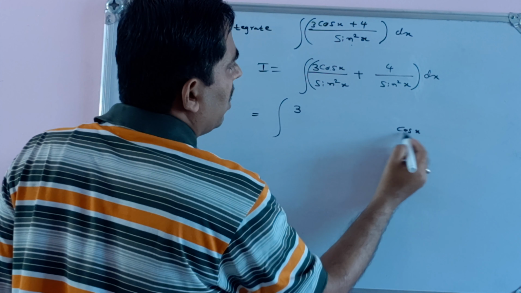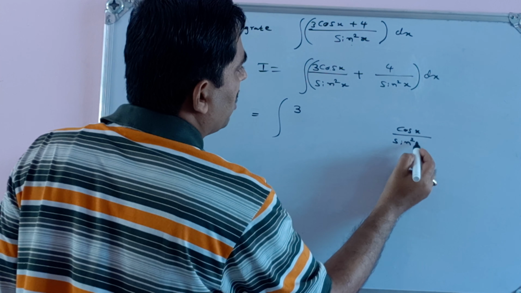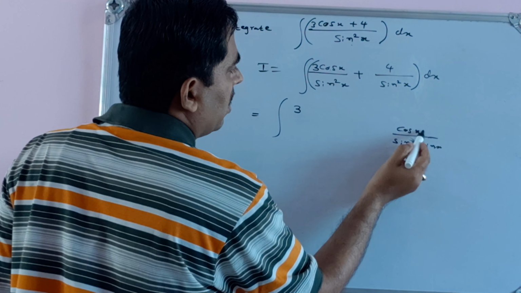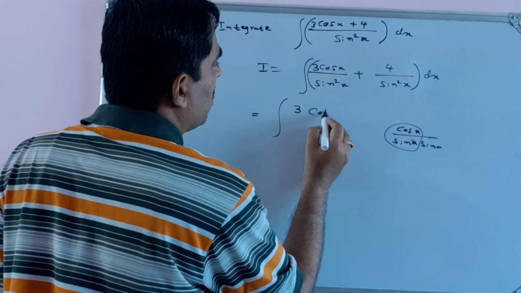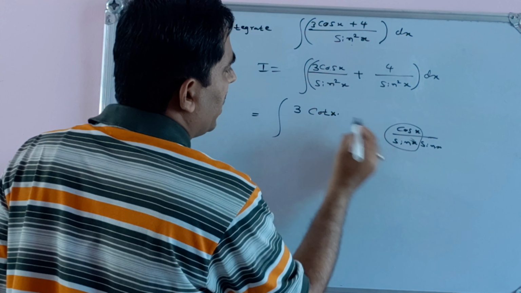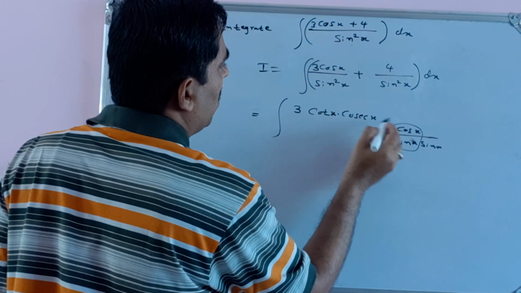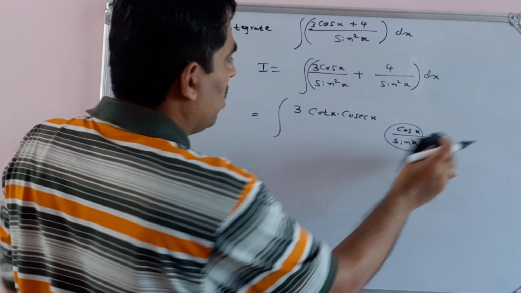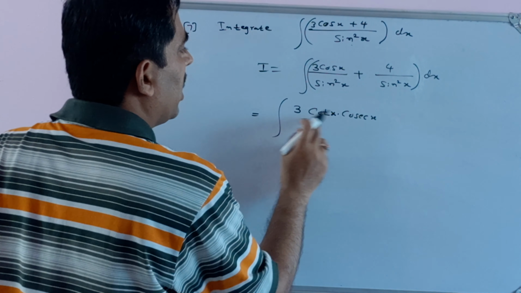Let me show it here. Cos x by sin square x means sin x into sin x. Then cos by sin is what? Cot x. Then 1 by sin is what? Cosecant x. 1 by sin is cosecant x, and cos by sin is cot x. So the same thing can be written as 3 cot x into cosecant x.